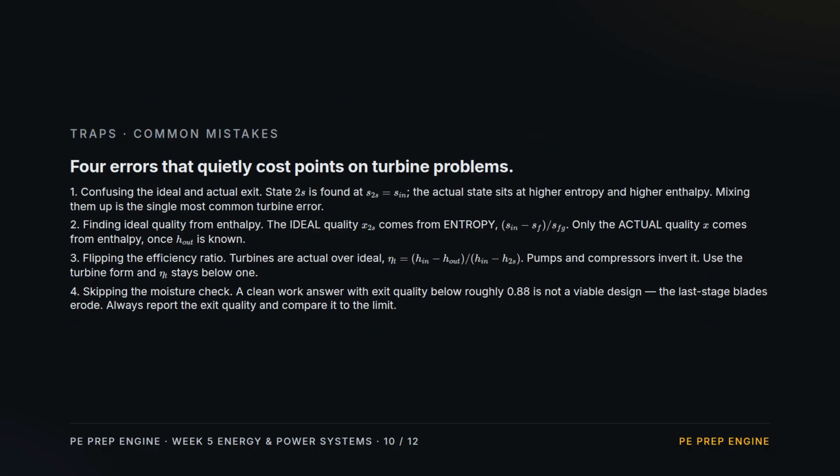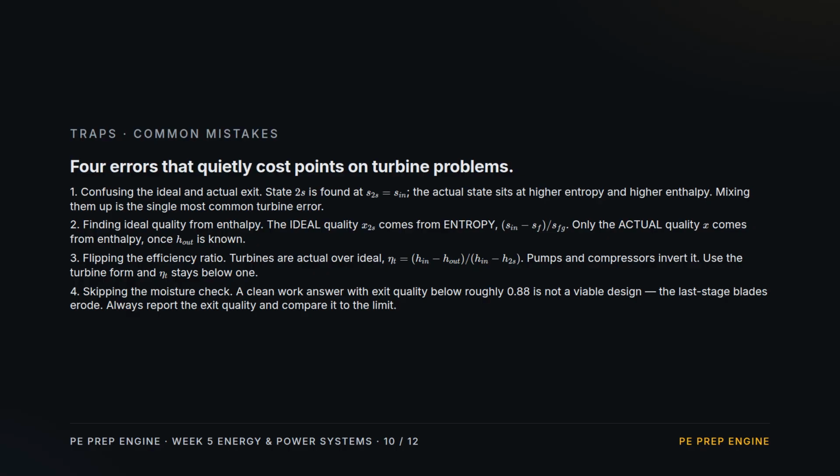4 traps. 1. Confusing the ideal and actual exit. State 2S is at constant entropy. The actual sits higher. 2. Finding the ideal quality from enthalpy. The ideal quality comes from entropy. Only the actual quality comes from enthalpy.